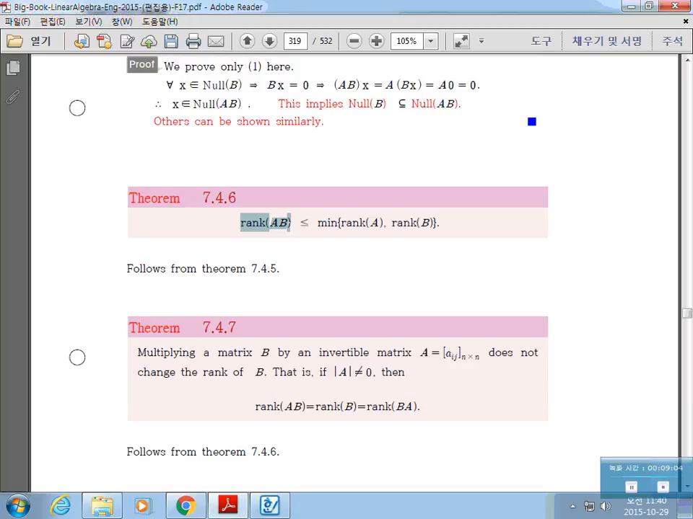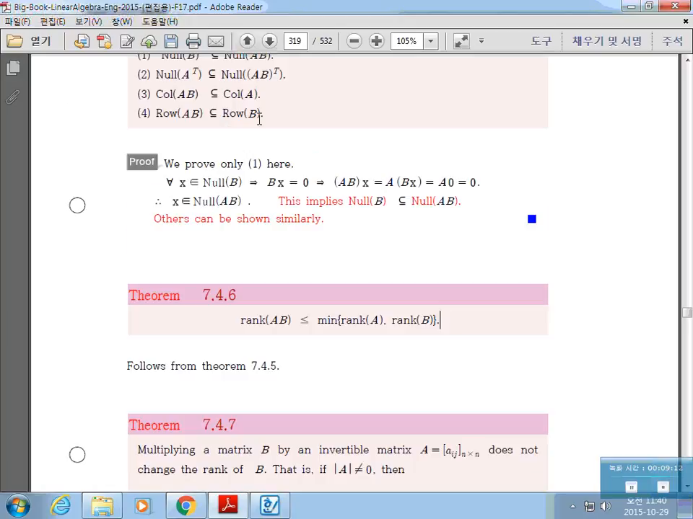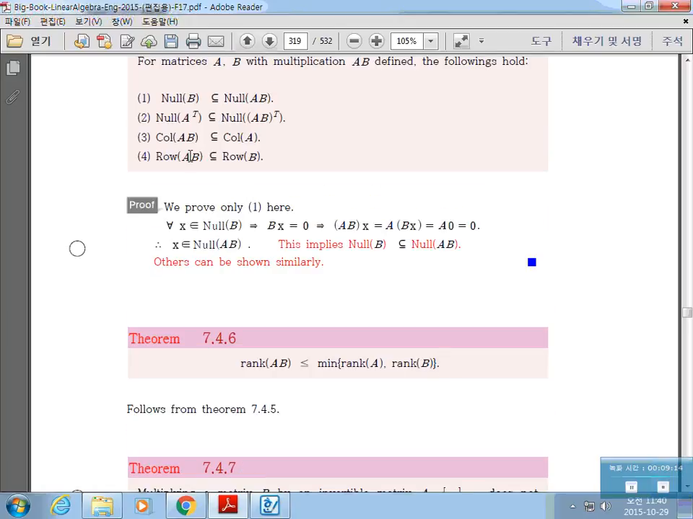Rank of AB is less than or equal to the minimum of rank of A and rank of B. Yeah, this comes directly from here. This is a subset of this one, this side, the row space of B. So rank of AB is less than or equal to rank of B, and rank of AB is less than or equal to rank of A. Okay.